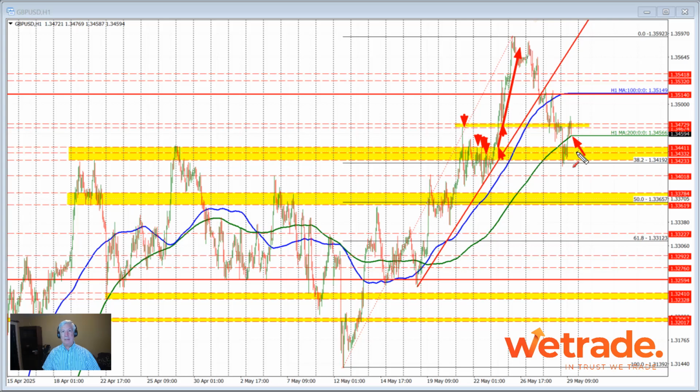If it doesn't, we move back down and we come back to the swing area, come back to the 38.2% retracement, and start the battle between that level and the 200-hour moving average. So there you have it, a look at three of the major currency pairs to kickstart your trading day.